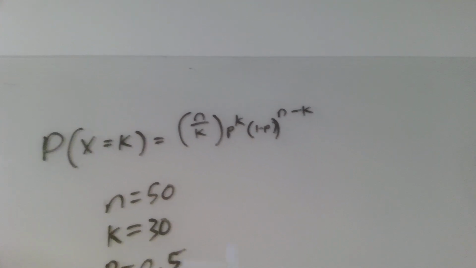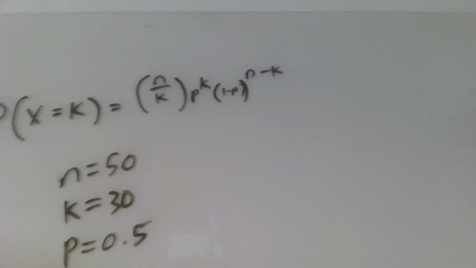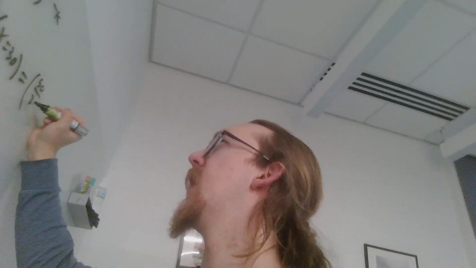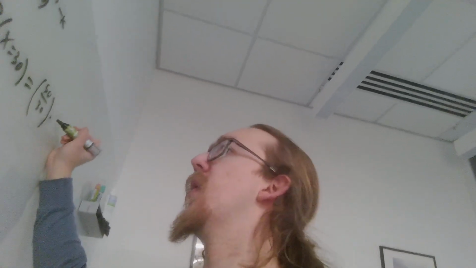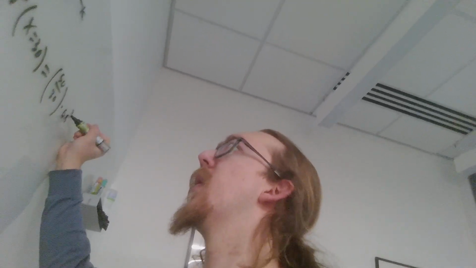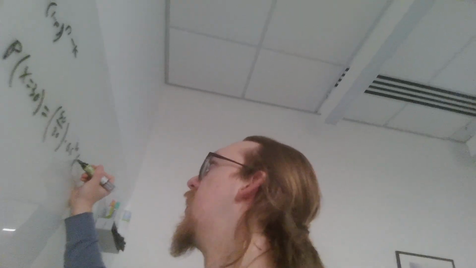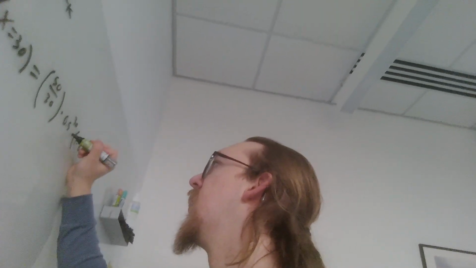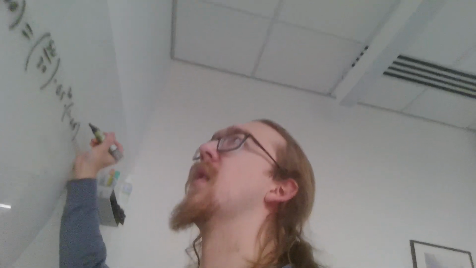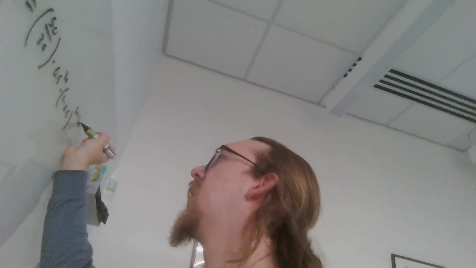Now, using this information, try and find it out for yourself. Pause the video, and I'm going to do it right here. Get back to me. So it equals (50 choose 30) times 0.5 to the 30 times (1 minus 0.5) to the 50 minus 30.